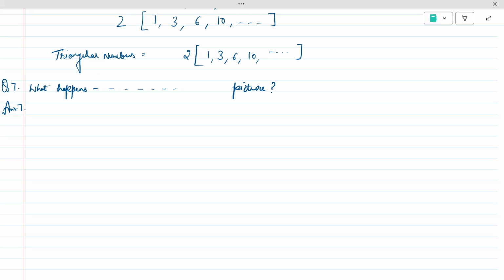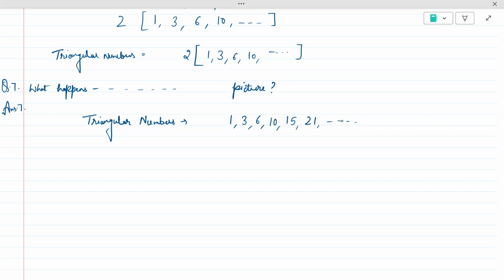So the question is, what happens when you multiply the triangular numbers by 6 and then add 1? Which sequence do you get? Can you explain it with a picture? So, what happens when you multiply the triangular numbers? First of all, we will take the triangular numbers. I am taking the triangular numbers which are 1, 3, 6, 10, 15, then 21, etc.